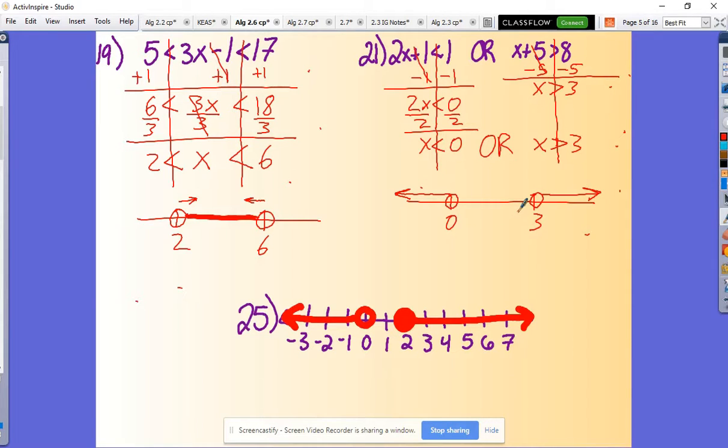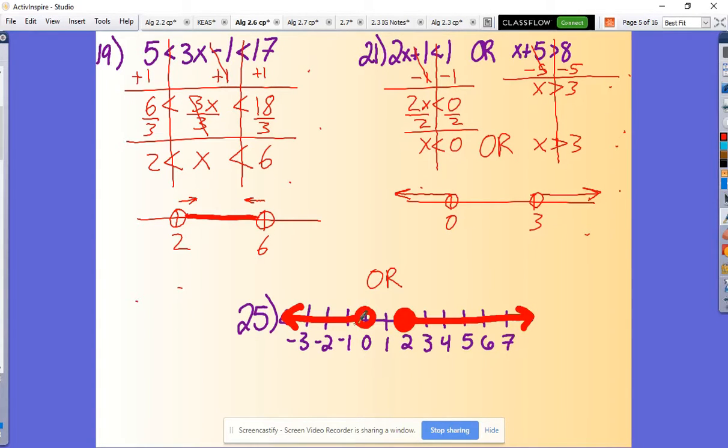Okay? Last one. Here we got a picture of a nice graph going on here. We're going to find out what the compound inequality is for that. Notice how there's no space in the middle filled out. They're going in opposite directions. Opposite directions is going to be an OR. So we're going to have an OR statement.